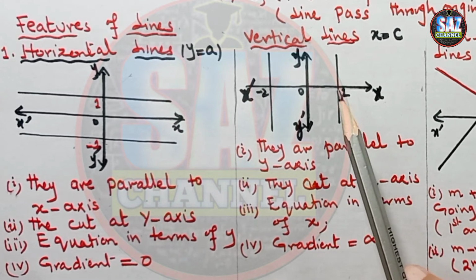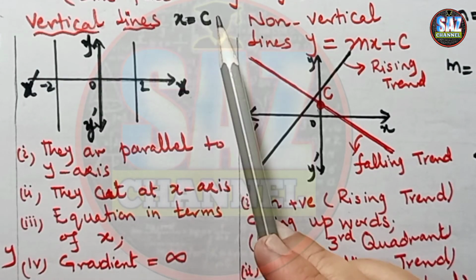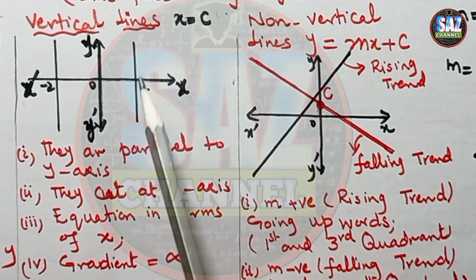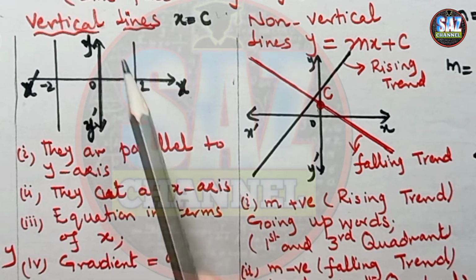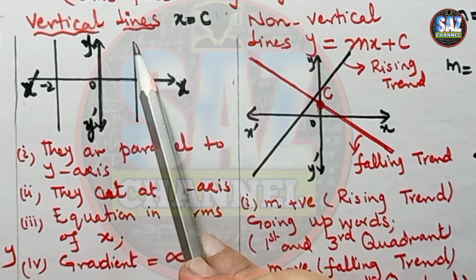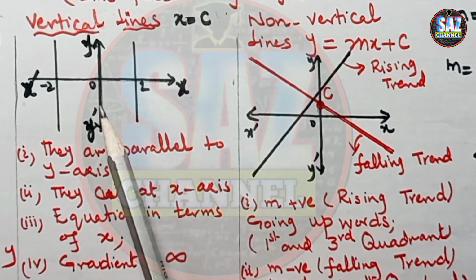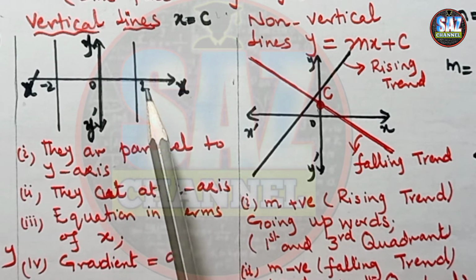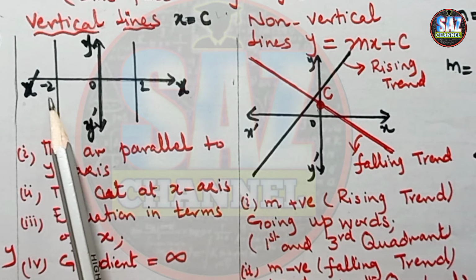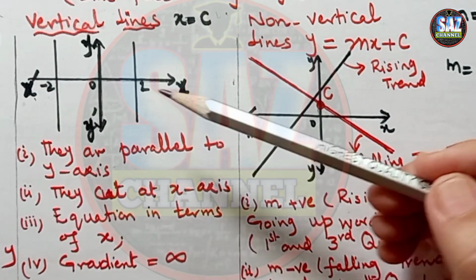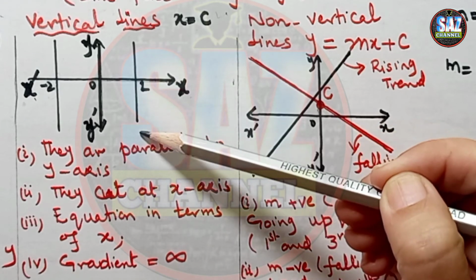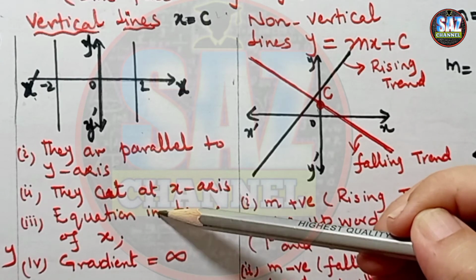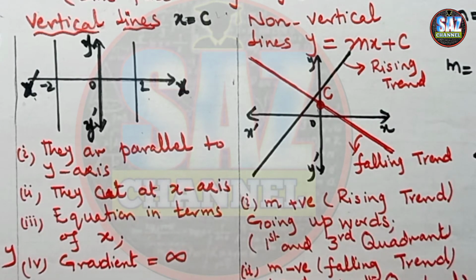Coming to the second type of lines, the vertical lines, their general equation is in the form x equals to c. Now again you can see that here we again have two lines. One is meeting on the right hand side of the y-axis at x is equal to 2, and the other is cutting at x equals to minus 2. These lines are parallel to the y-axis. They are cutting the x-axis. Equation will be in terms of x and gradient will be infinity.